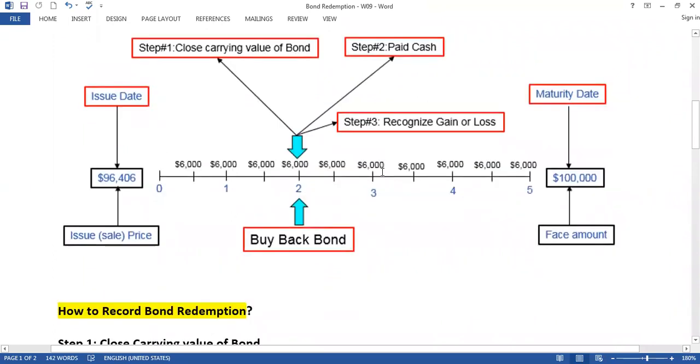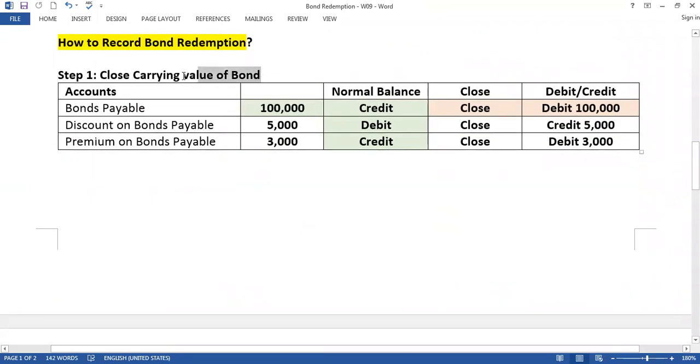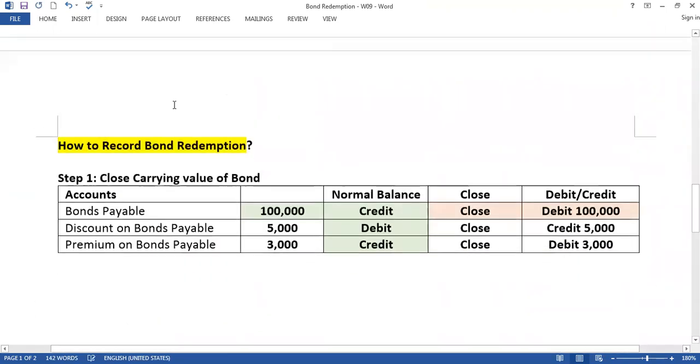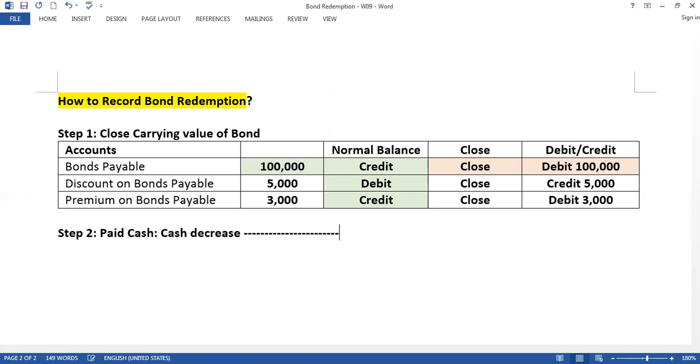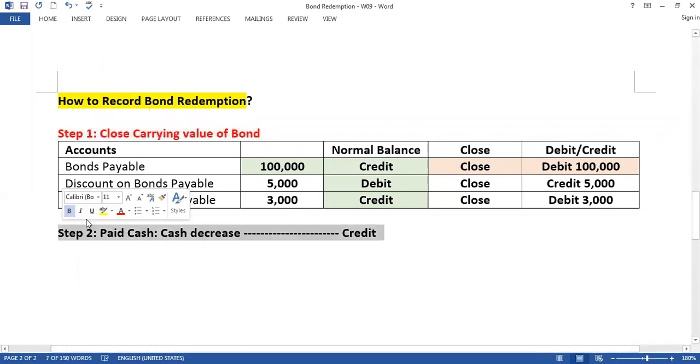Now step two, paid cash. Step two, you are going to pay cash. So we already know which one is debit, which one is credit. Now step two, paid cash. If you pay cash, your cash will increase or decrease? Decrease, right? So cash decreases. And if cash decreases, is it debit or credit? Credit. So we understand step one, and we understand step two: credit.